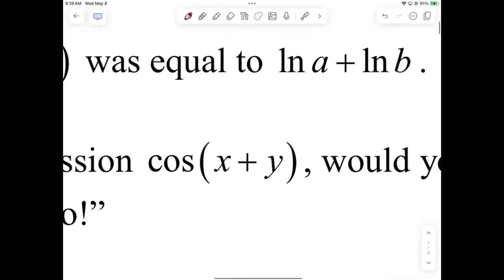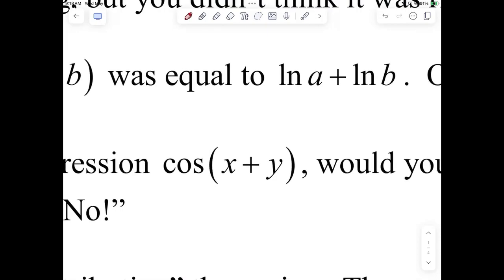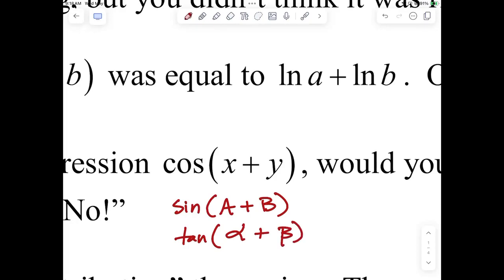So it's going to look something like this. It's going to look like cosine of x plus y, or you might see it as sine of a plus b, or it might be tangent of alpha plus beta. Okay, it could even be minus. It could be plus or minus. We call x plus y, or a plus or minus b, or alpha plus beta, we call those composite angles.